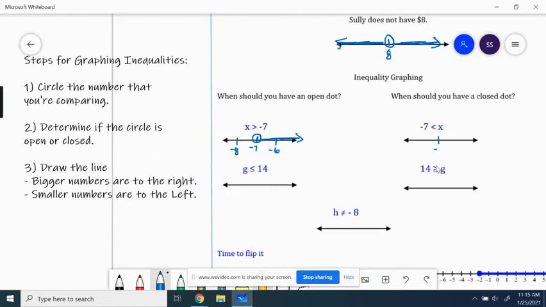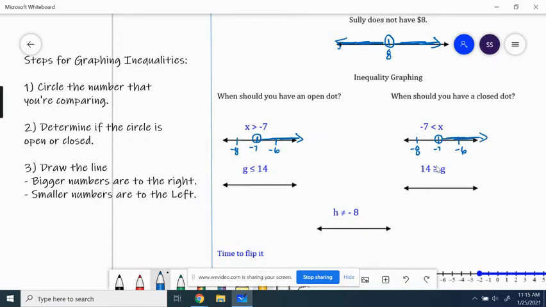Okay. Next one, -7 is less than x. Okay, so let's do the same thing. -7 here, -8, and -6. Okay, we're going to circle the number that we're comparing. Determine if it's open or closed. Again, it is open because we don't have the line underneath here. Okay, and the mouth is eating the x. That means that the x must be bigger. So we shade to the right because bigger numbers are to the right.